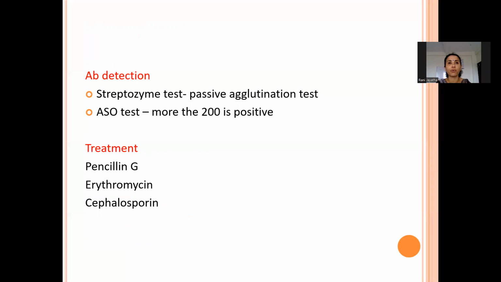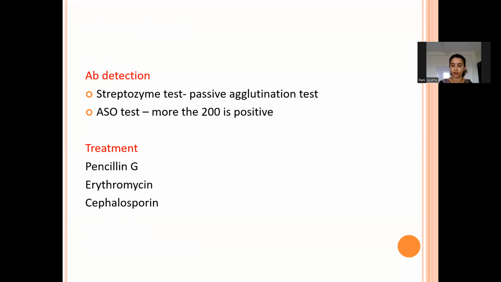The ASO test is the important test used for the diagnosis of Streptococcus pyogenes. ASO is anti-streptolysin O; streptolysin O has antigenic property, and a titer of more than 200 is a positive result. The last one is treatment. The important treatments are penicillin G, erythromycin, and cephalosporins.